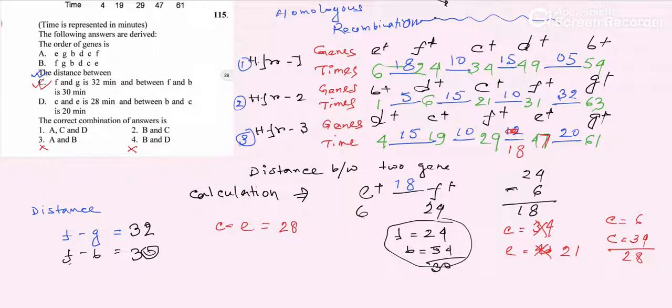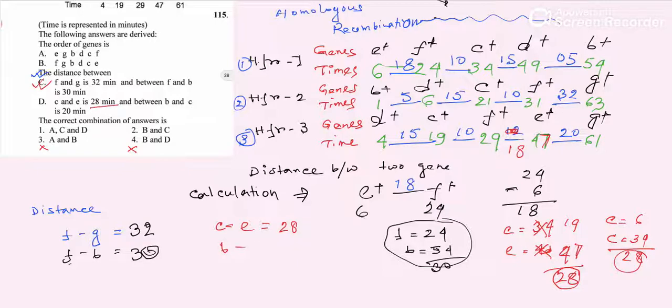And in the similar way we can find if C and E are in the same HFR. No, there is no same recombination. C19 we have found, and E47. So here the distance is the same. So we can easily find that 28 is the distance. So the C and E distance is right, that is 28 minutes.